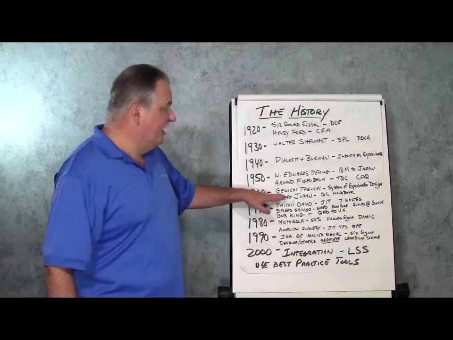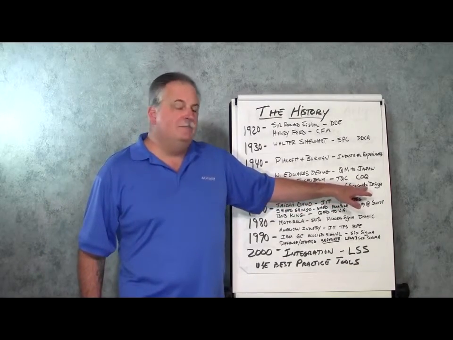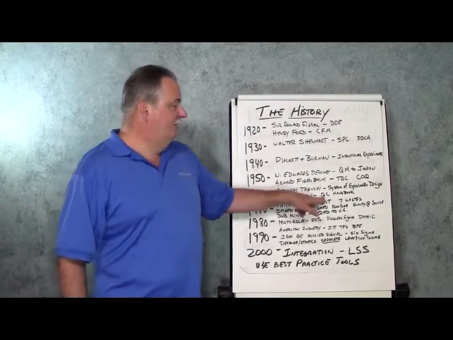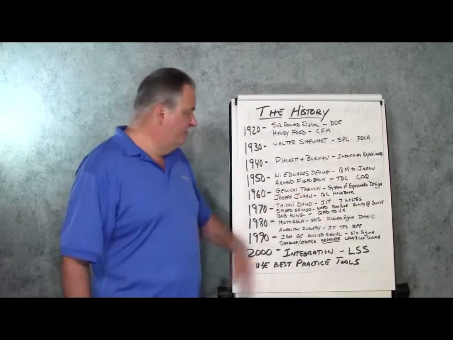In the 60s, the good doctor Genichi Taguchi invented a system of experimental design, building on the methods of Fisher, and also Joe Juran, he developed the Quality Control Handbook, which is a terrific Bible for driving continuous improvement.